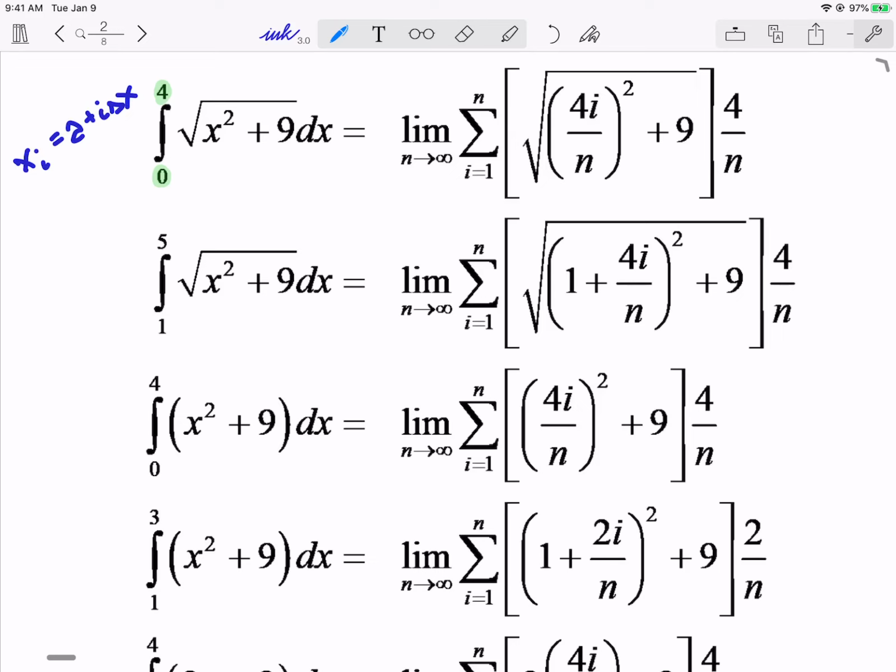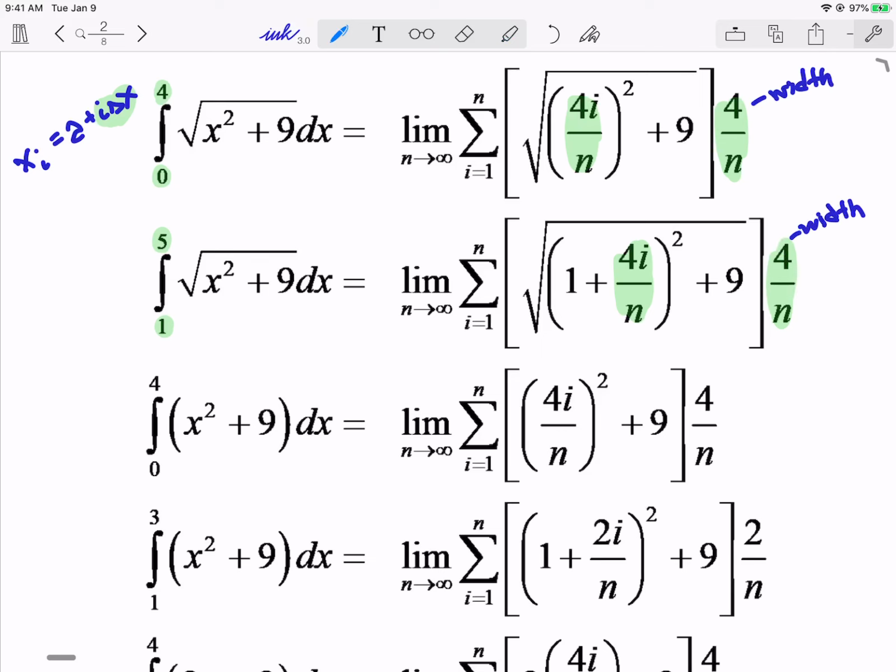So the thing that I would maybe look for is the x sub i. If we compare these first two problems, the first one starts at 0, the second one starts at 1. But they both have a difference of their lower and upper limits of integration of 4. 4 minus 0 is 4, and 5 minus 1 is 4. So you'll notice in both problems that they have this 4i over n. That's me adding the increment from my i times delta x. And then you'll see 4 over n again on the outside because that's the width.